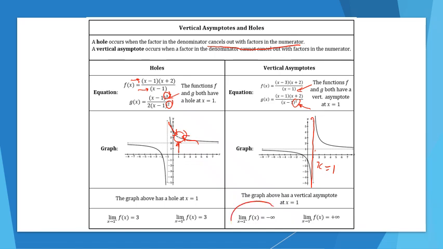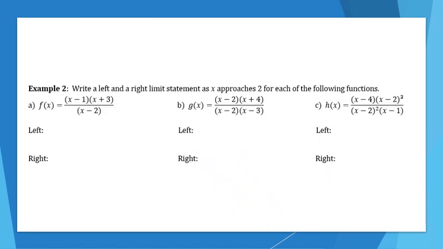But here the two limits would be: the limit as x approaches 1 from the left-hand side goes down to negative infinity, and as you approach it from the right-hand side, it goes up to positive infinity there. All right, example number 2. Write a left and right-hand limit statement as x approaches 2 for each of the following functions.